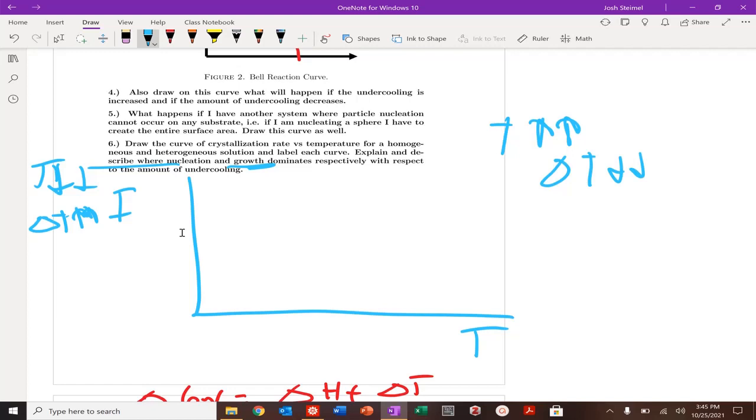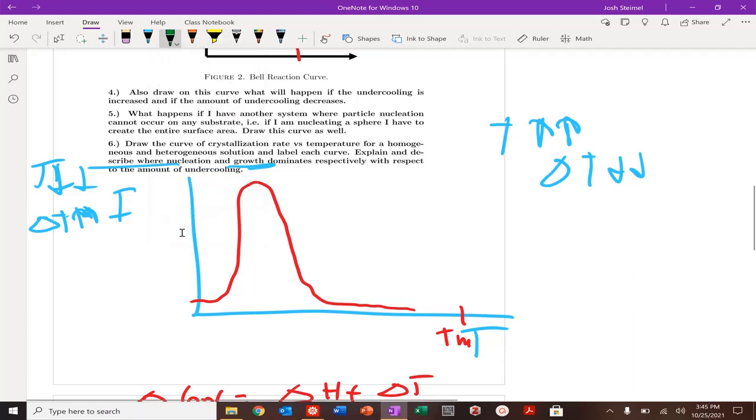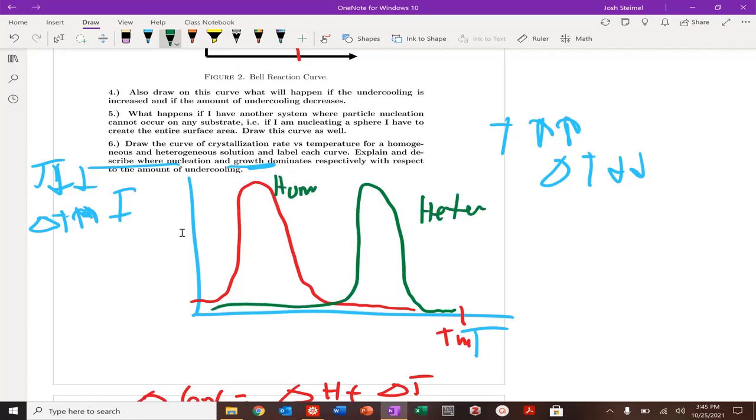So if I'm homogeneously nucleating, it's going to take me a while. I'm going to need low temperatures in order to start. If this is Tm, it's going to take me a while to even start, and then I'm going to hit my peak further down the line. If I'm heterogeneously nucleating, I don't need all this extra energy. The only thing stopping my system from nucleating particles is creating surface area. So if I have to create less surface area, I could start earlier, and I'll hit my peak earlier. So this would be hetero, this would be homogeneous.